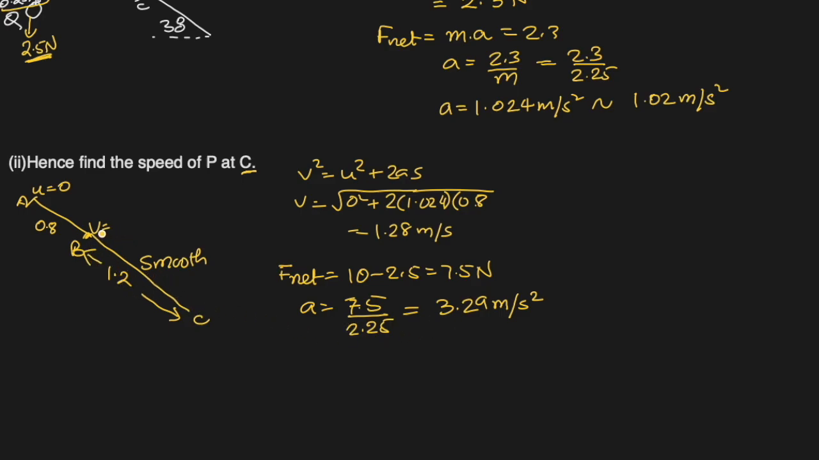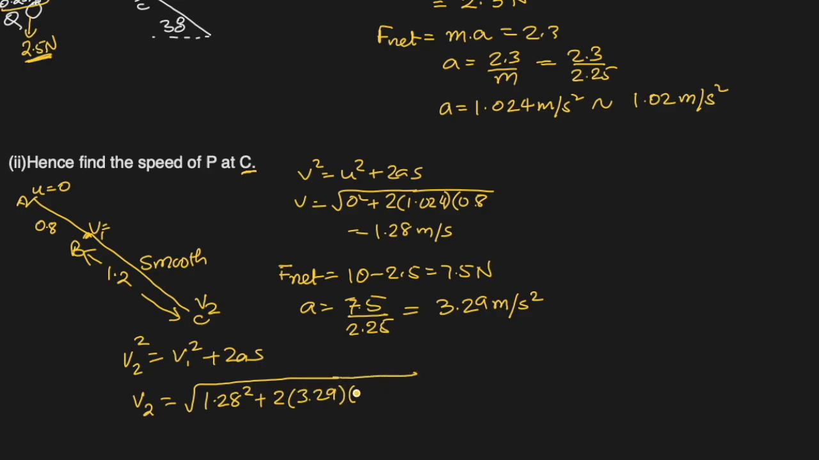So let's call it V1, and V2 is the one which we are interested in. So V2 square will be V1 square plus 2AS by the same logic. So V2 will be the square root of V1 square, and V1 we got as 1.28, so 1.28 square plus 2 times acceleration, this time 3.29, obviously more than before, and S is 1.2 meters. Let's see how much it gives me.